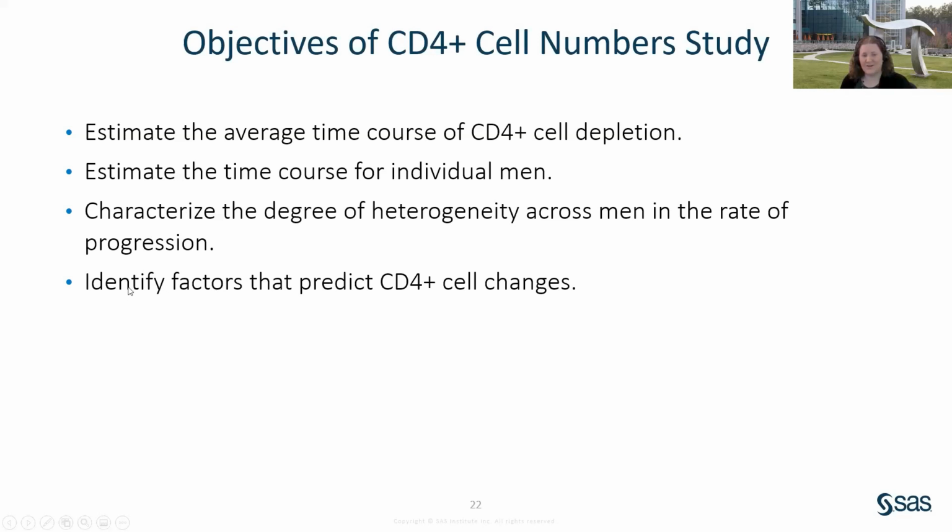And then we want to identify factors that predict CD4 cell count changes. For example, age is one of the predictors. You might expect that someone who's 21 will probably have an immune system that works better and longer than someone who is 71, something like that.